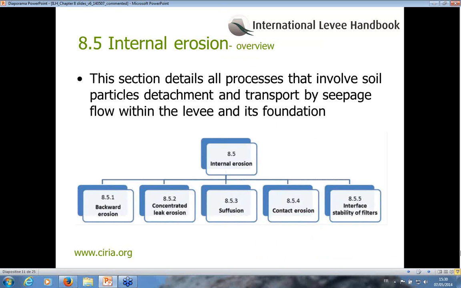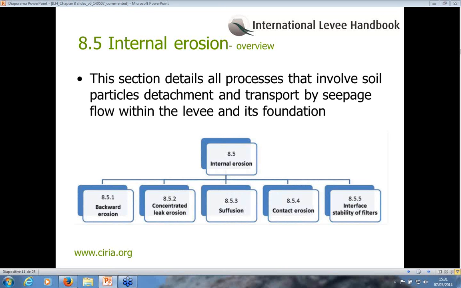In this section, the basic internal erosion mechanisms are presented, related to US Code 2012. It means there is backward erosion, concentrated leak erosion, suffusion, and contact erosion. First, a description of the general hydraulic and geometric conditions for internal erosion initiation and development is given. The successive phases of the internal erosion scenario from the initiation to the breach are briefly introduced.